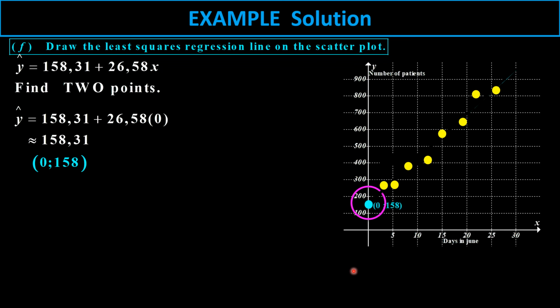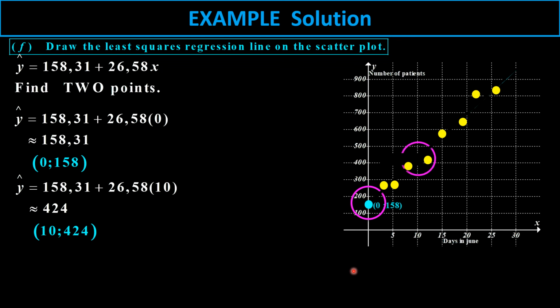Then next, we've plotted the point 0, 158, and then we want to find another point. You can choose any other point. Let's choose 10. That's some nice points there, 10. And if you calculate that, that's going to be 10 and 424. So we plot, there's the 10 and the 424. So let's put the point in there. Now we can draw the line. So you just join those 2 points, and there is your line of best fit.